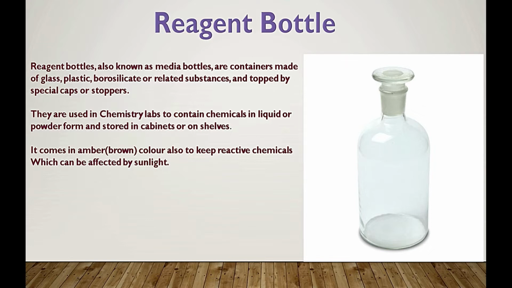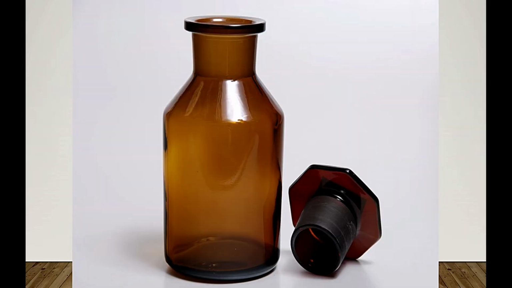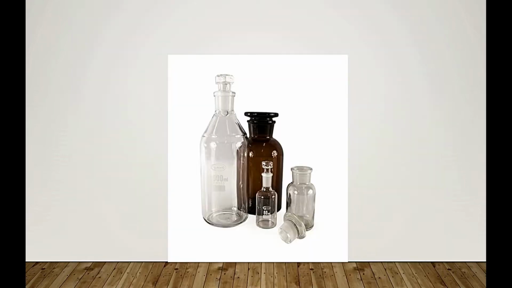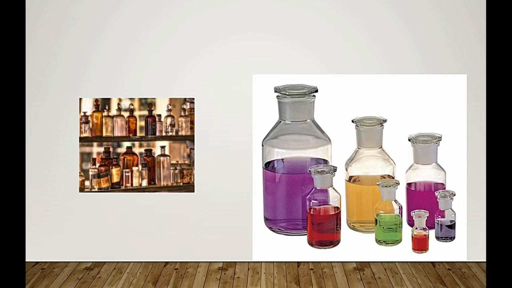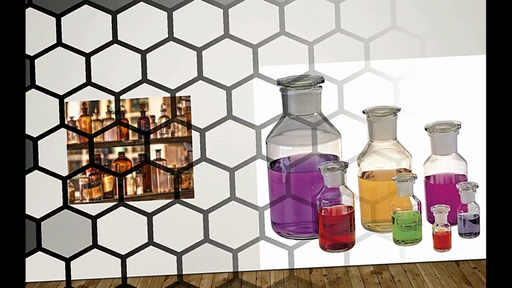It comes in amber color also, which is brown in color. Also it is used to keep reactive chemicals which can be affected by sunlight. In this diagram you can see this is an example of amber colored or brown colored reagent bottle. It also comes in different sizes. In chemistry lab, it is kept or stored on shelves just like this. If you have entered any chemistry lab, you can see these reagent bottles over there.